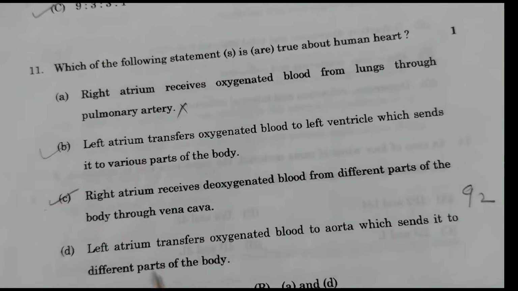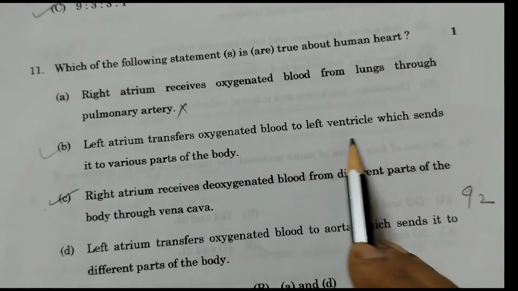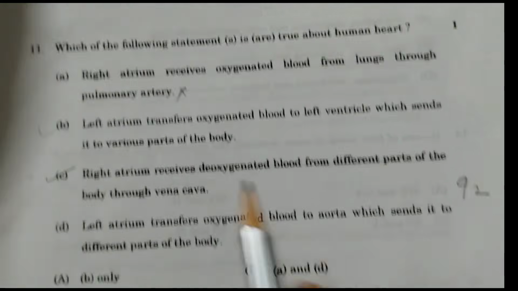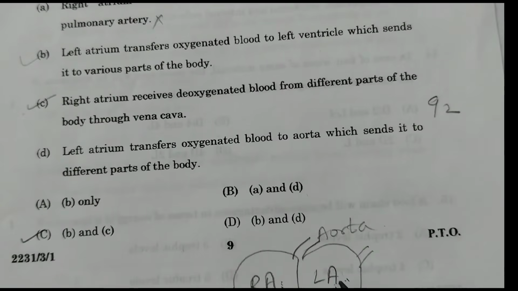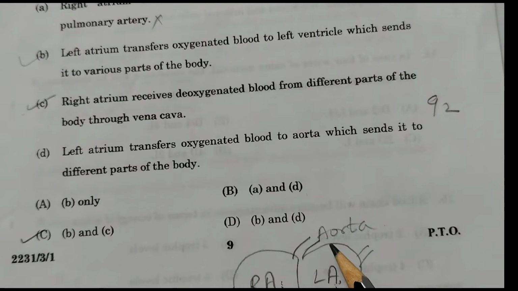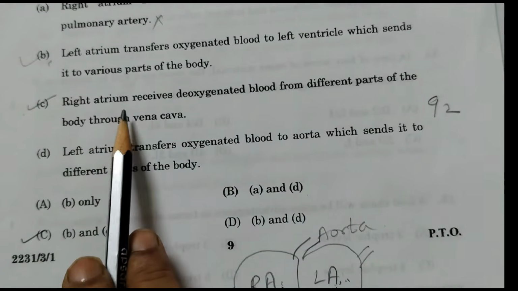Next is left atrium transfers oxygenated blood to left ventricle, which sends it to various parts of the body. So left atrium is here. It transfers oxygenated blood to left ventricle, right? And then it sends it through aorta to different parts of the body. So this is correct.